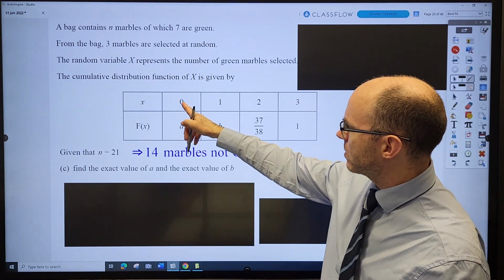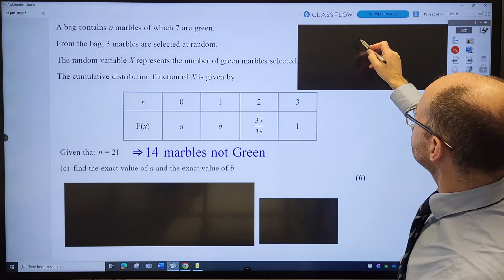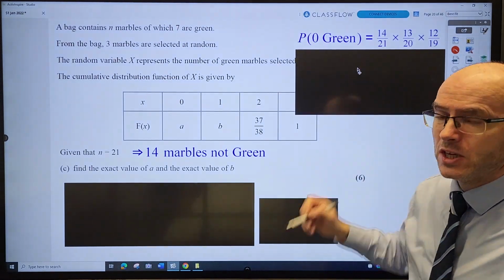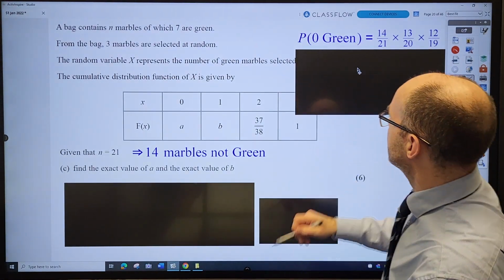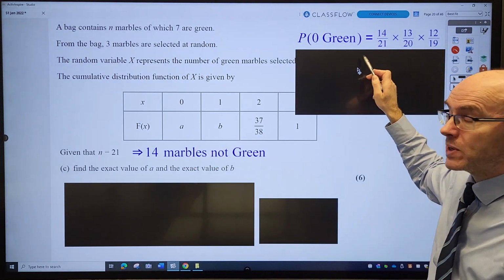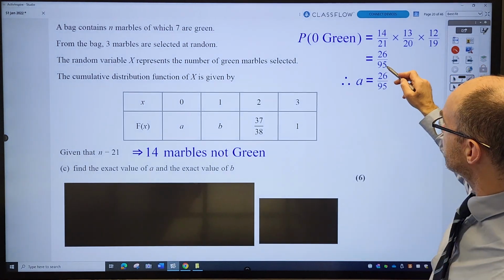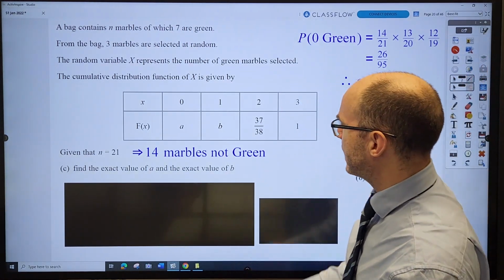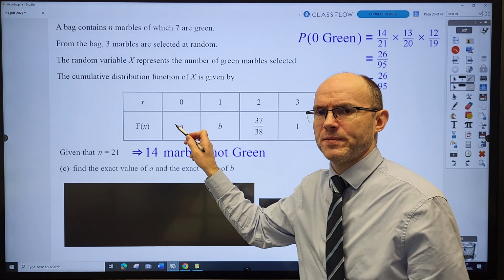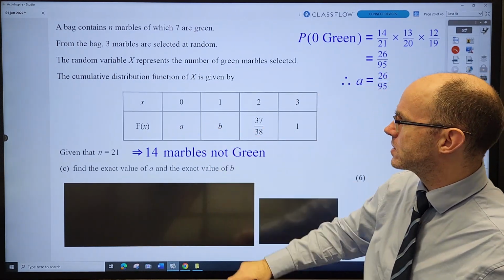So we're going to find the probability first of all that x is 0. So that is the probability of no greens at all. And that's just going to be 14 over 21 times 13 over 20 times 12 over 19. And that turns out to be 26 over 95, and that gives us our first probability value there. So 26 over 95, that must be A. We're just now going to look at B.